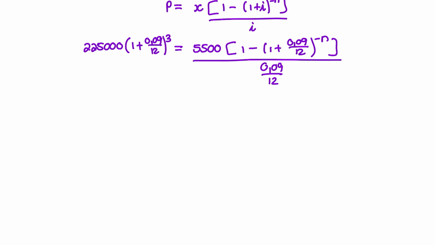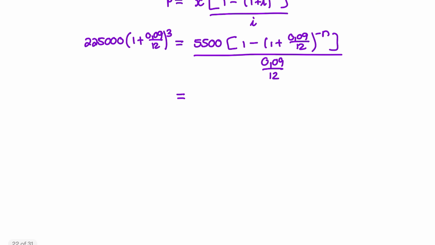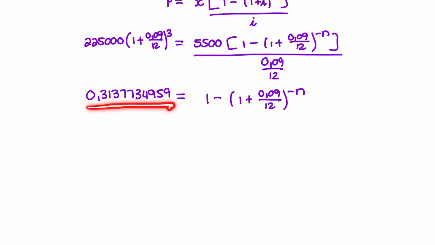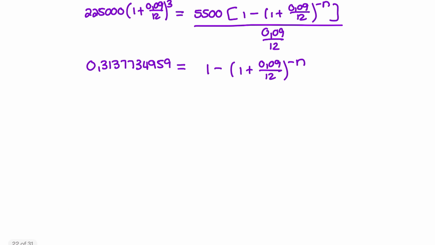Now, if you manipulate the equation slightly by multiplying out on the left-hand side and multiplying that result of 0.09 over 12 and then dividing by 5,500, we have on the right-hand side the brackets, which is 1 minus 1 plus 0.09 divided by 12 to the power of minus n. And on the left we have a decimal. Now remember, in financial mathematics we do not round up until the end or up until we have our final answer.